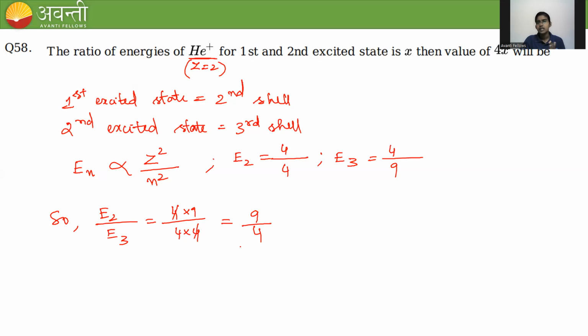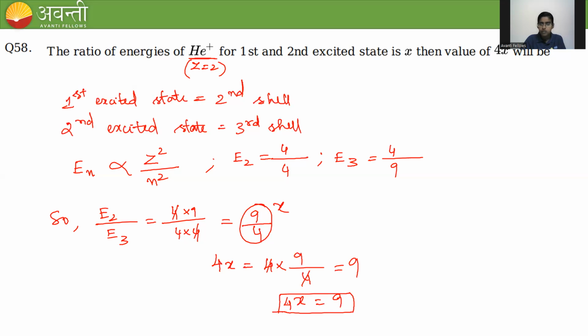Now, the ratio is taken as x, then the value of 4x is. So 4x is equal to 4 into, this is the x value. So 4 into 9 by 4. So 4x is equal to 9. The value of 4x is coming out to be 9.